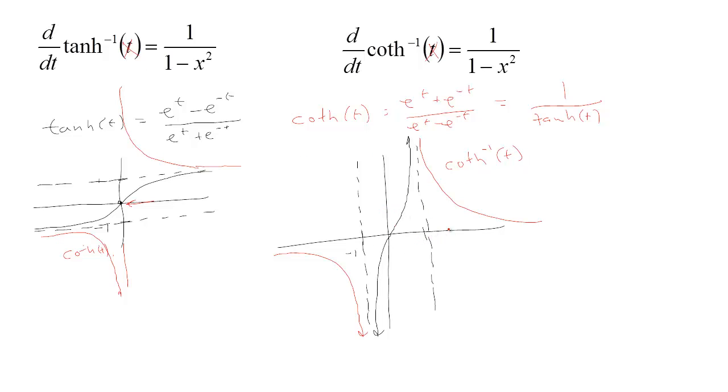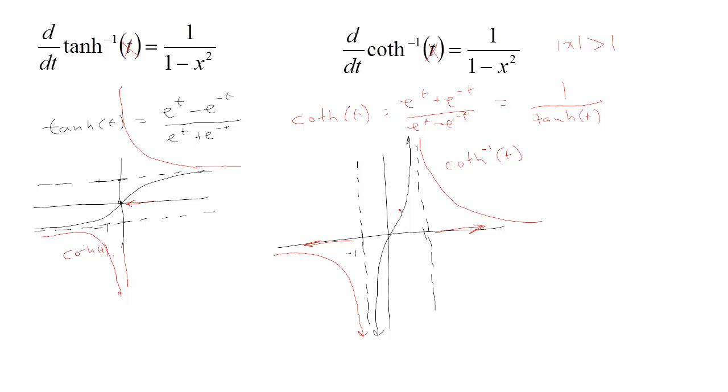Now the cotangent inverse only works if the value that you're taking the cotangent inverse of is either greater than 1 or less than negative 1. One way to say that in this case, if we write it in terms of x, is that the absolute value of x has to be greater than 1.